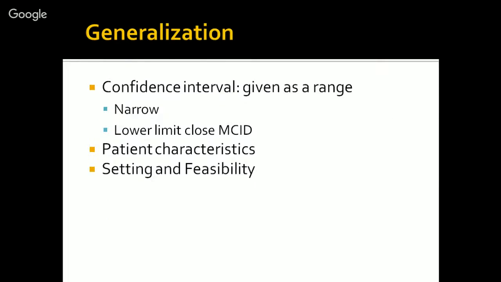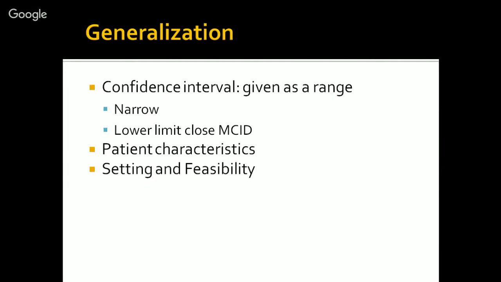The next part in critiquing results is generalization, meaning how far the study results can be generalized to our setting, to our patients. There are many things you can look into, but I have identified 3 major things that may be more important than the others. They are confidence interval, patient characteristics, and setting and feasibility.